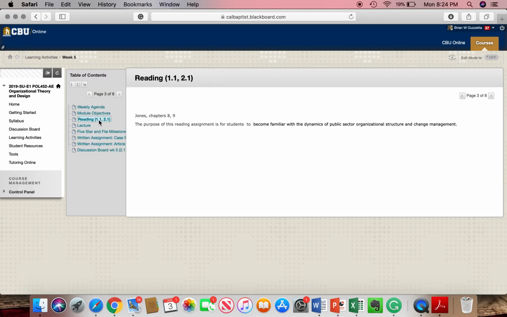For this week, our reading is going to once again focus on the Jones text, chapters 8 and 9. Chapter 8 talks about our global environment, and chapter 9 talks about organizational design, competencies, and technology.